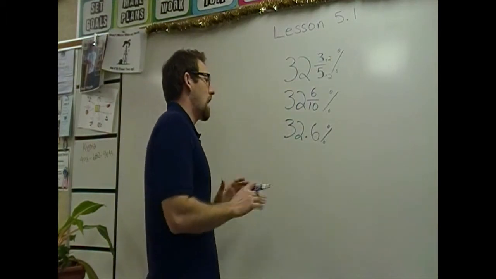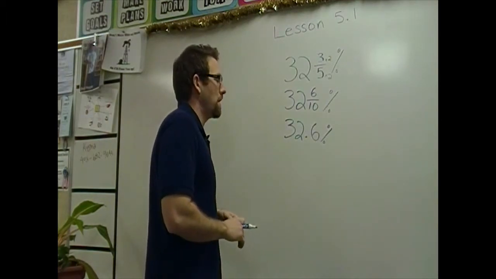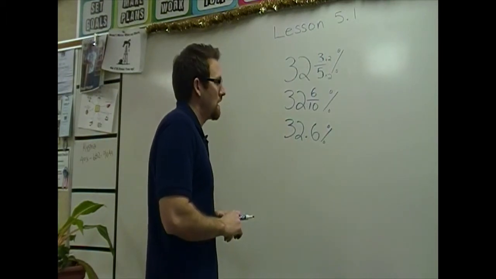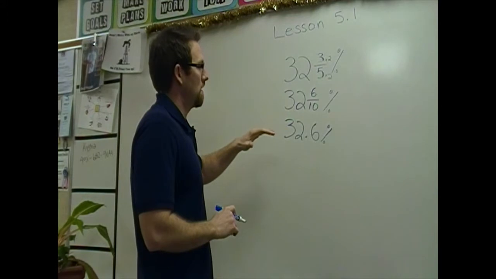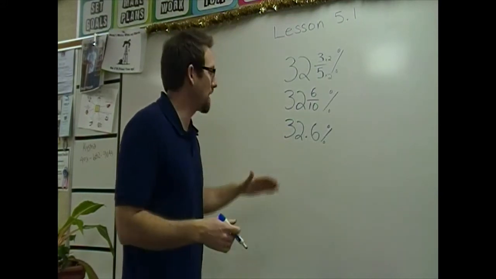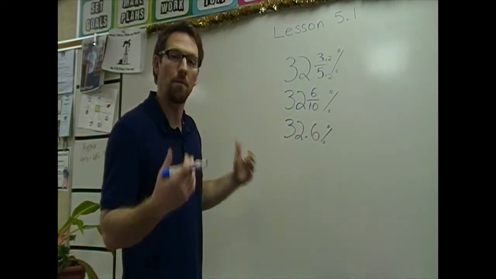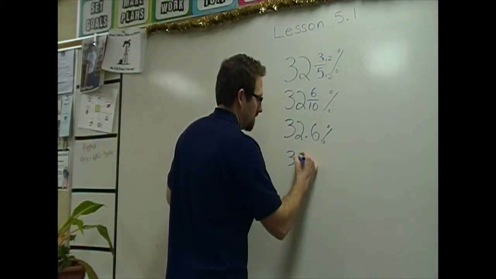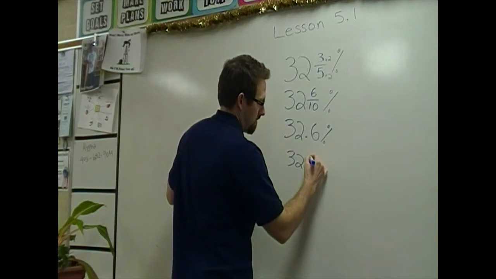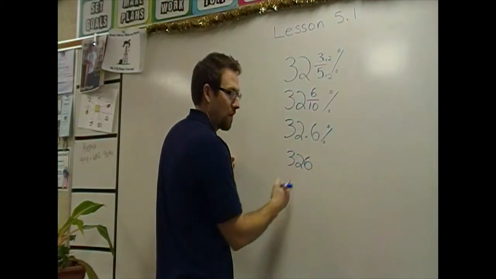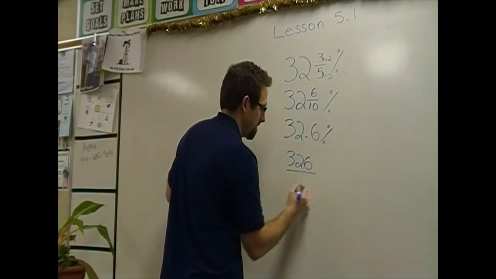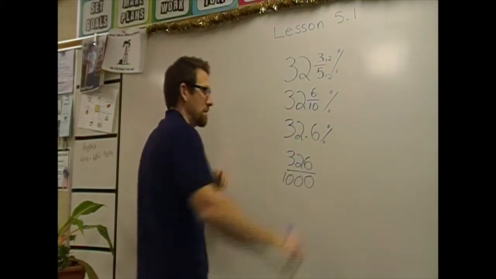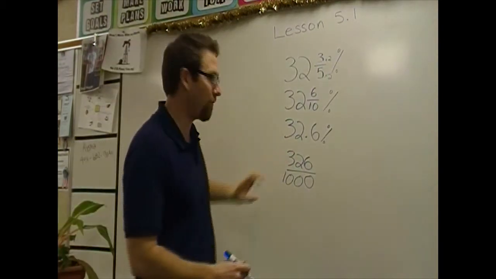Okay, so now that we've got it to this point, what we're going to do is change it into a fraction. So, we know that a percent is always out of 100, but because we've got 3 numbers here, we're going to put it over 1,000. So watch this. 32. Get that 6 in there, but you've got no decimal place now. Over 1,000.